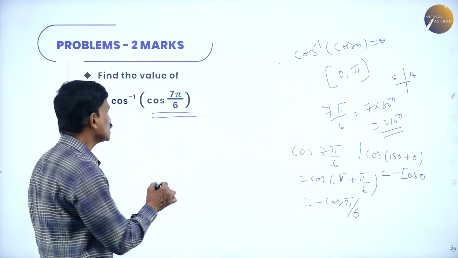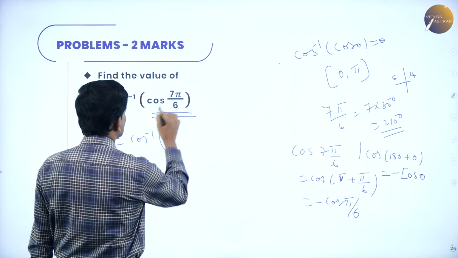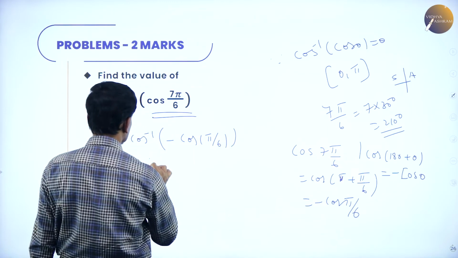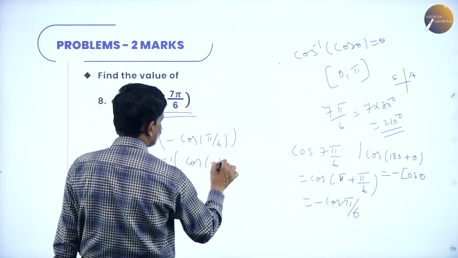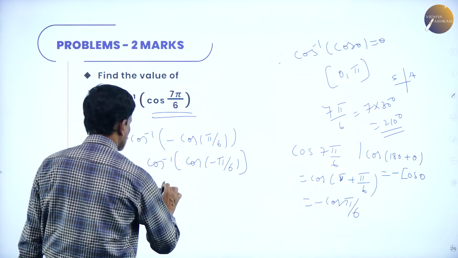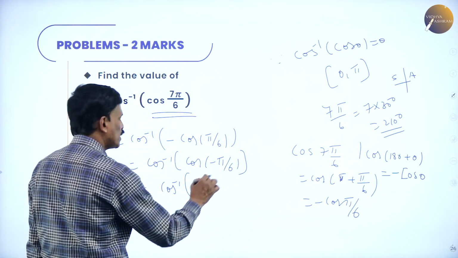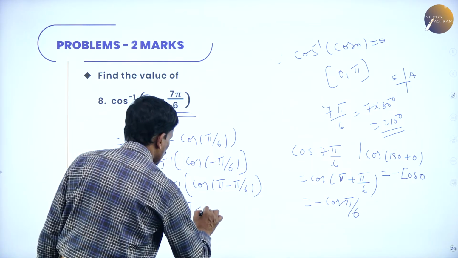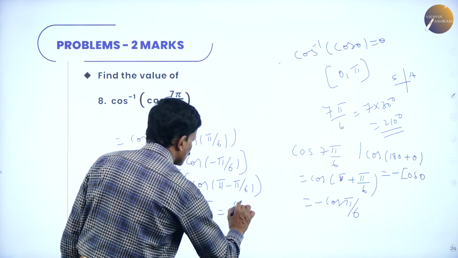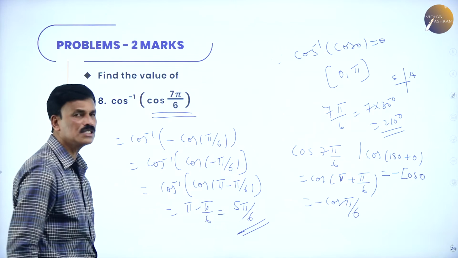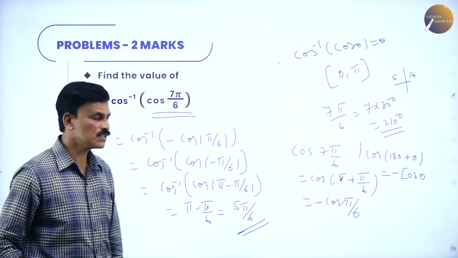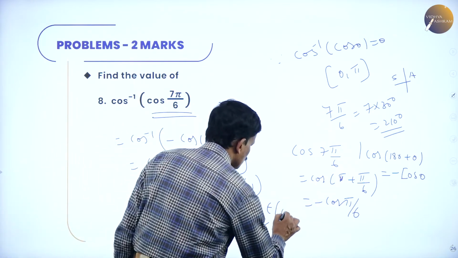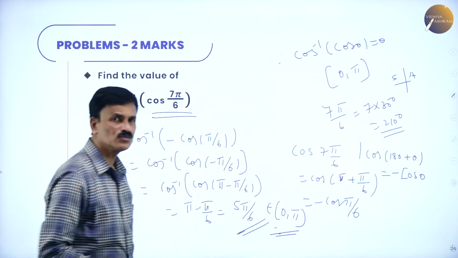Now, cos inverse of cos 7 pi by 6 is equal to cos inverse of cos of minus pi by 6. This can also be written as pi minus pi by 6. So, this is equal to pi minus pi by 6, which is 6 pi minus pi, that is 5 pi by 6. The required answer is 5 pi by 6, that's it. So, this 5 pi by 6 means pi by 6 is 30, into 5 is 150, which belongs to 0 comma pi, that's it. Okay, hope you followed.